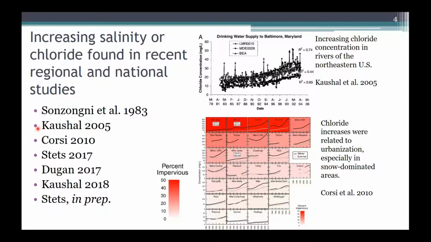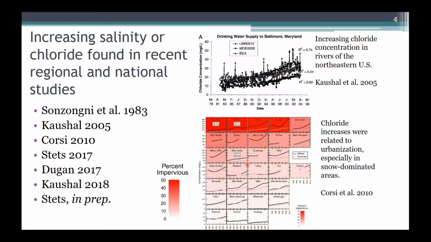More recently, it's been shown more broadly that chloride is increasing and salt in general is increasing in other places in the United States, okay? This was a paper that came out in 2005 by Sujay Kajal, who's at the University of Maryland, looking at increases in chloride concentration in rivers of the northeastern United States. He found that it was a pretty broad phenomenon in the northeastern U.S. to find increase in chloride.